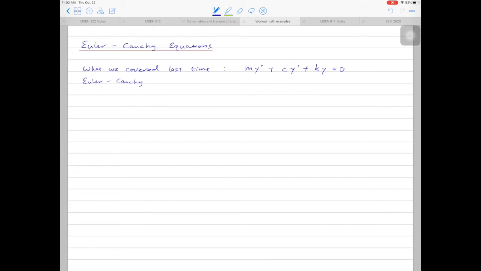Just for comparison, the Euler-Cauchy equation can be expressed as x squared y double prime plus ax y prime plus by equals 0. You can see the differences. For this type of problem, we can set y equals x to the power of m. Then y prime will be m times x to the power m minus 1. Then y double prime will equal m multiplied by m minus 1 multiplied by x to the power of m minus 2.